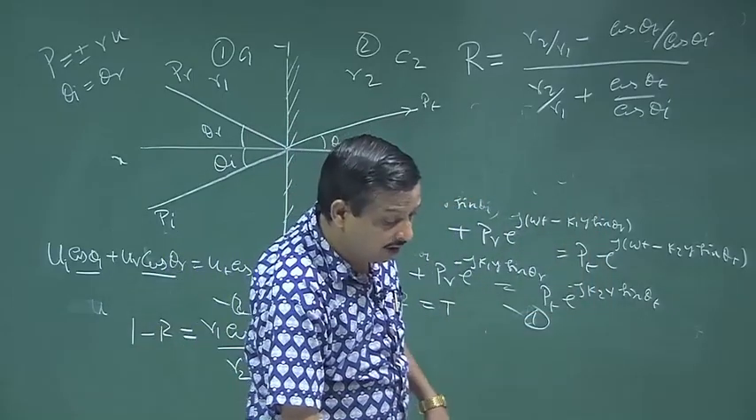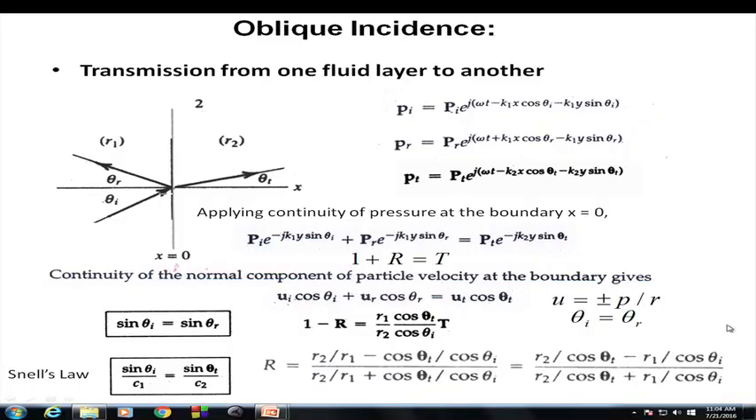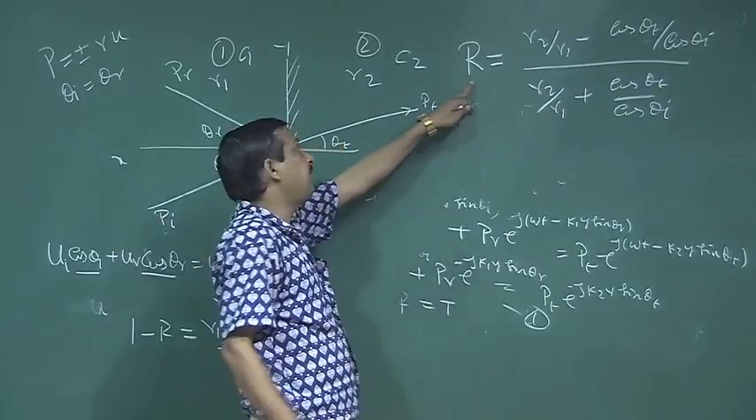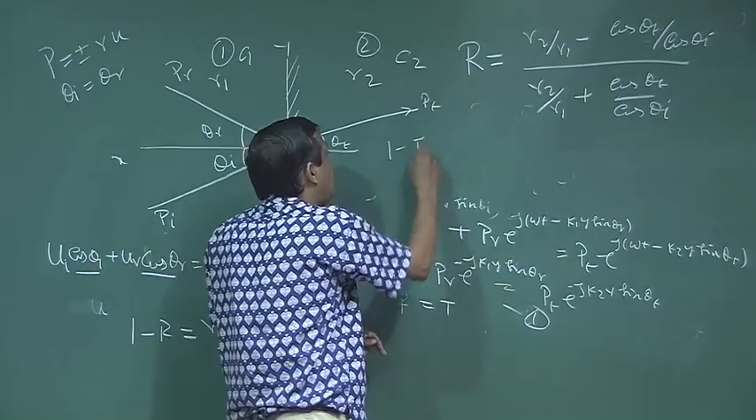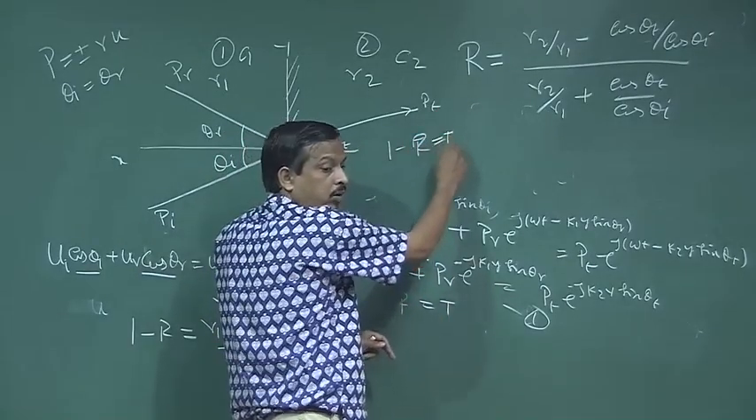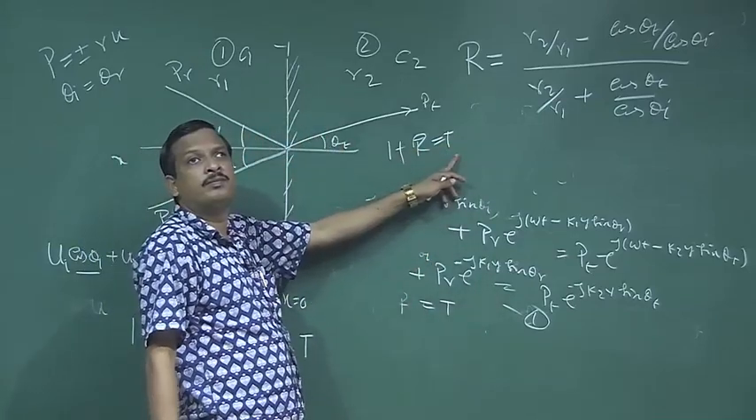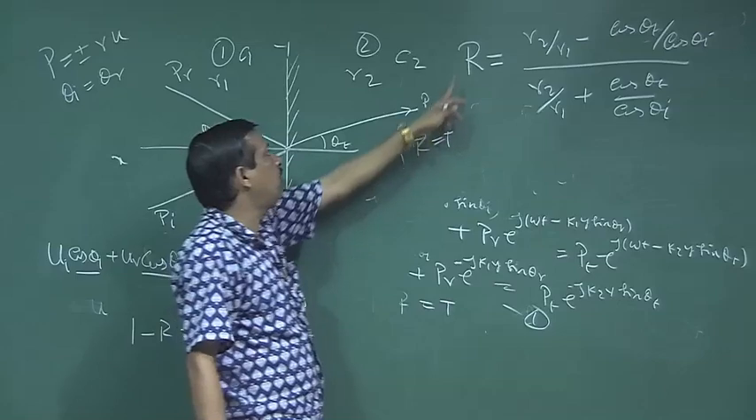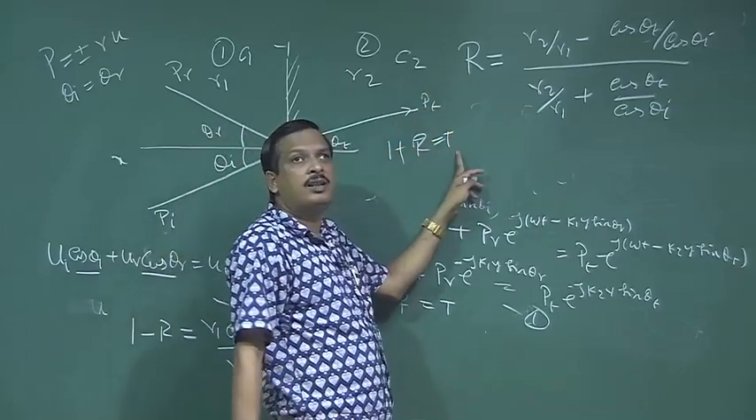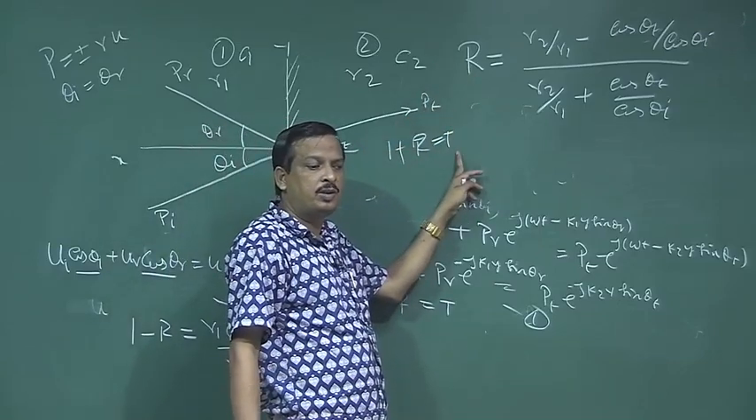Okay. So, once I get the r equation, this is the reflection coefficient equation. I can calculate the t equation: 1 plus r is equal to t. So, I can calculate the t. 1 plus r is nothing but the pressure transmission coefficient.